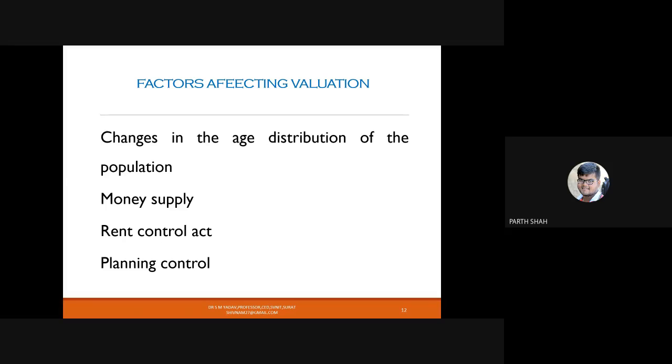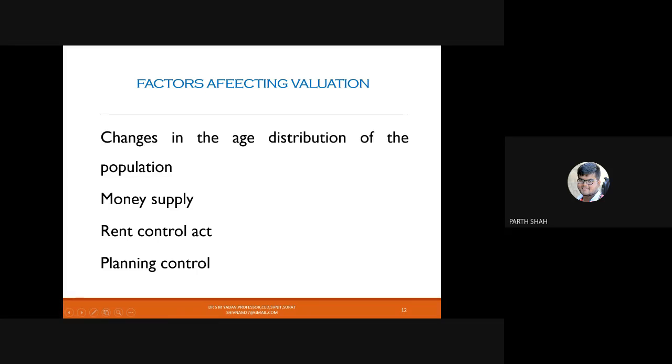You know that after demonetization, the construction market was down, and it was trying to recoup. Meanwhile, this COVID has come, which has again become a disaster for the construction industry. And you know that because of less money supply, the new buildings are not sold easily. Not only that, there are no willing buyers in the market for old buildings or new buildings. Why did this happen? Because of the money supply. So based on the money supply, the value of a property may increase or decrease. Then rent control act, planning control.